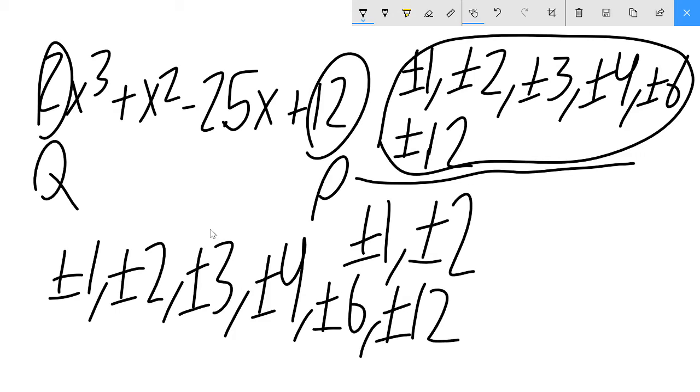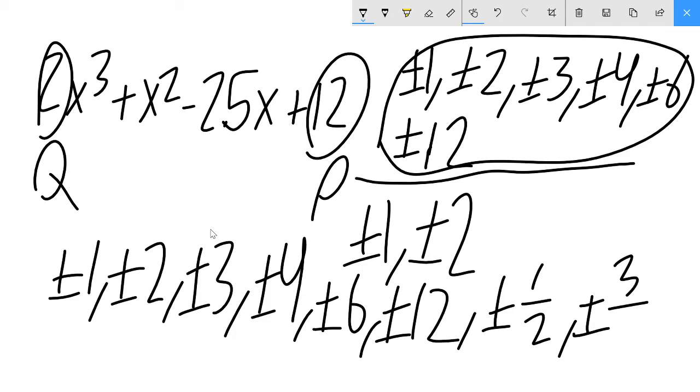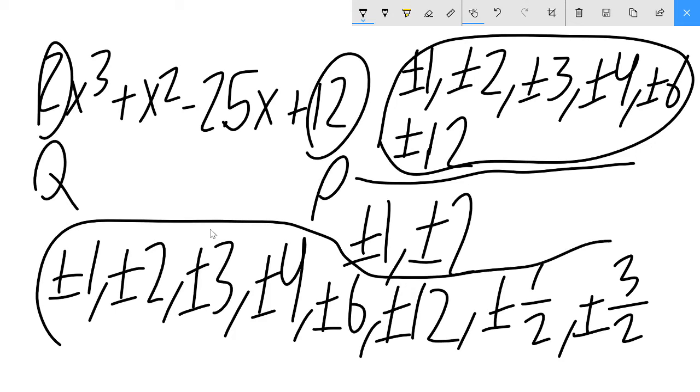But then, when you divide it by plus or minus 2, you get different numbers. So 1 over plus or minus 2, you get plus or minus 1/2. Then, you get plus or minus 1, which we've already done, so we don't need to include that here. Then, you get plus or minus 3 over 2. We already have plus or minus 2, we already have plus or minus 3, and we already have plus or minus 6. So these are all the possibilities of what x could be.